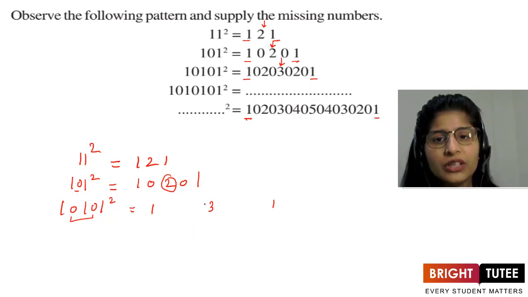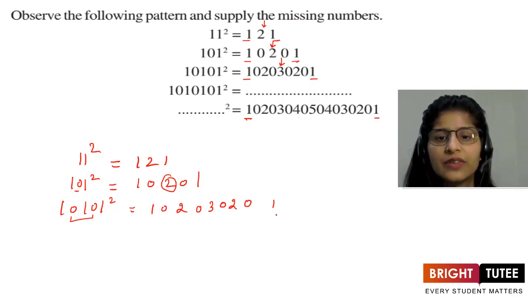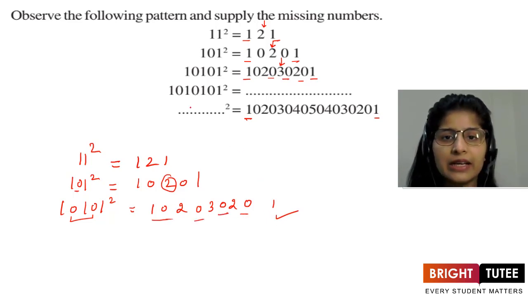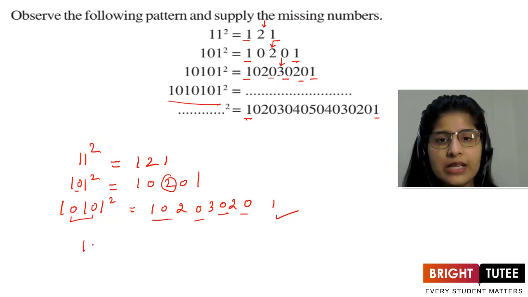Now before 3 you have to add zeros, then you have to write 2, then you have to add zeros. So this will give you your answer. That means just see 10, 20, 30, 20 and 1. Similarly here, let us observe this one. 1, 0, 1, 0, 1, 0, 1 whole square.